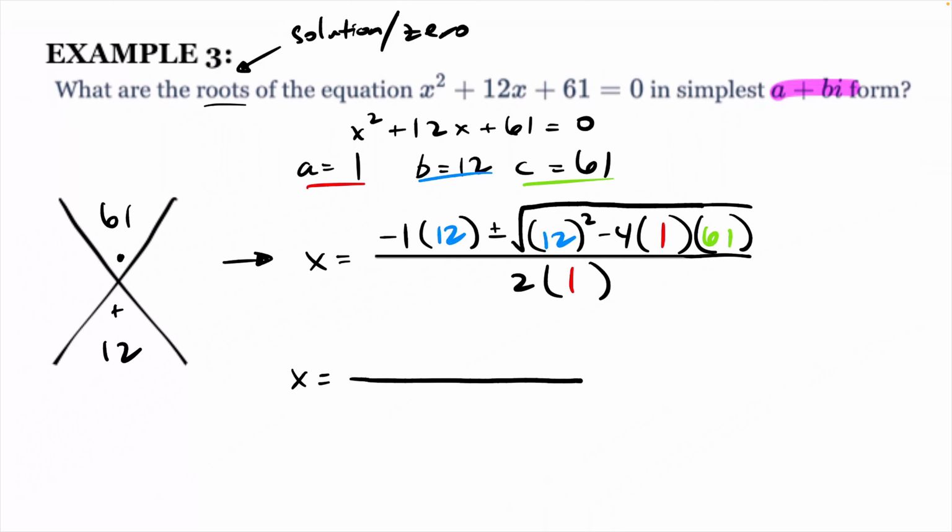So let's start with the multiplication in the front. What's negative 1 times 12? Negative 12. So negative 12 first, plus and minus. What's 12 squared? What's 12 times 12? 144 right there. It's a perfect square. 144 minus, and then I'm going to go 4 times 1 times 61. I did it last period, so it's 244. But if you didn't, you would just use your calculator to figure it out. And then 2 times 1.